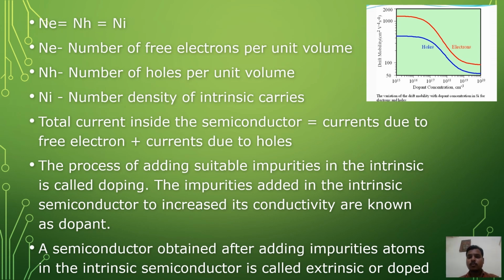Drift mobility in centimeter square. The variation of the mobility with the doping concentration in silicon for electrons and holes. The blue line represents the holes and the red line represents the electrons.